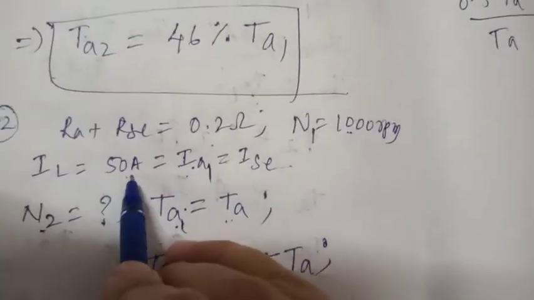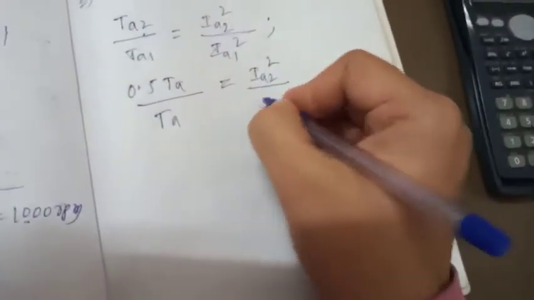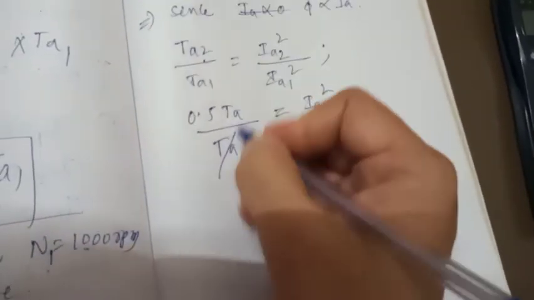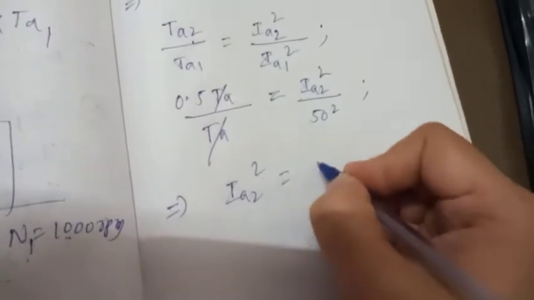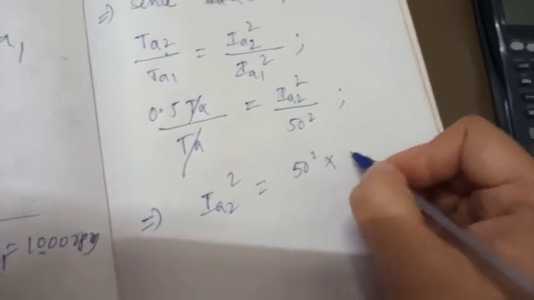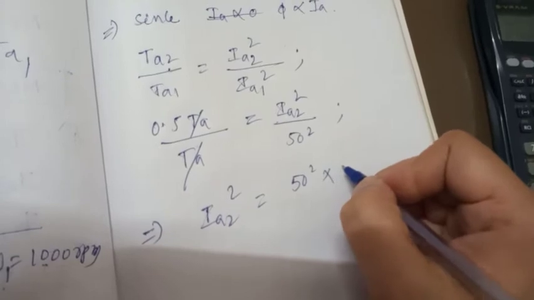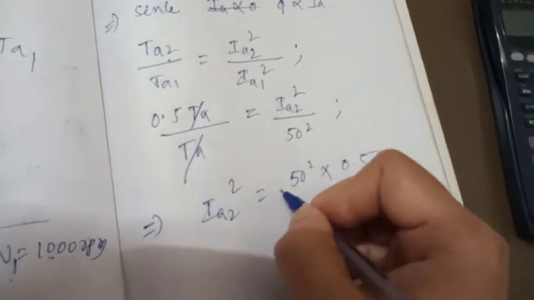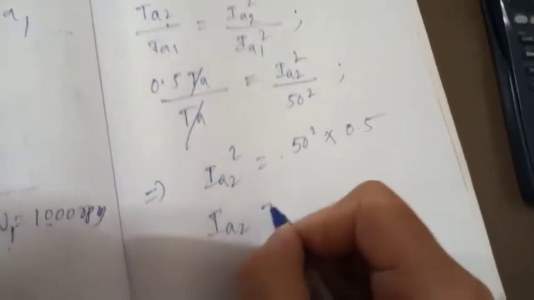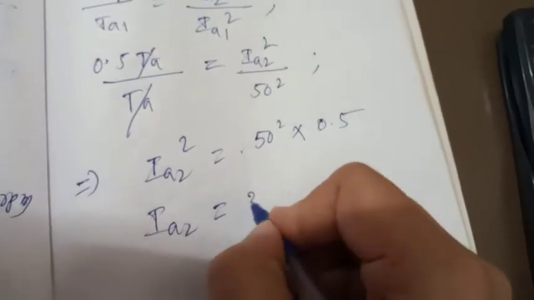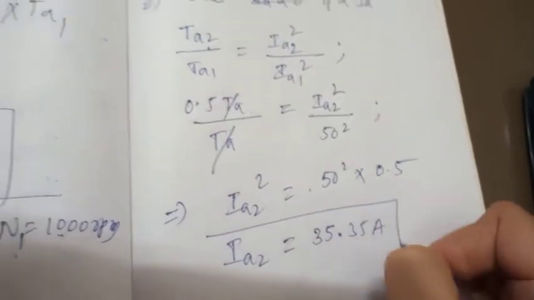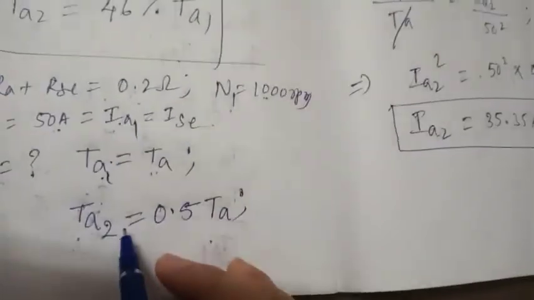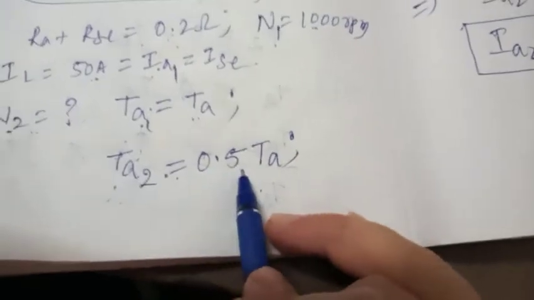IA1 is how much? 50. IA1 is 50 square, so TA cancels. IA2 square is equal to 50 square into 0.5. Okay, IA2 is equal to, so the answer is 35.35 amps. This is the IA2 value, the new value of the current corresponding to half of the full load torque.